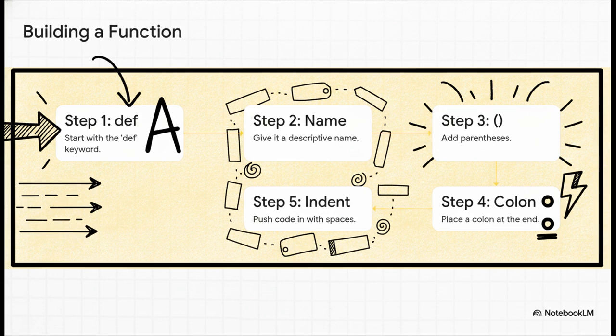And finally, step 5 is indentation. Any code you write underneath the def line must be pushed in with some spaces. That indentation is exactly how Python knows those instructions actually belong inside the function and aren't just regular code.